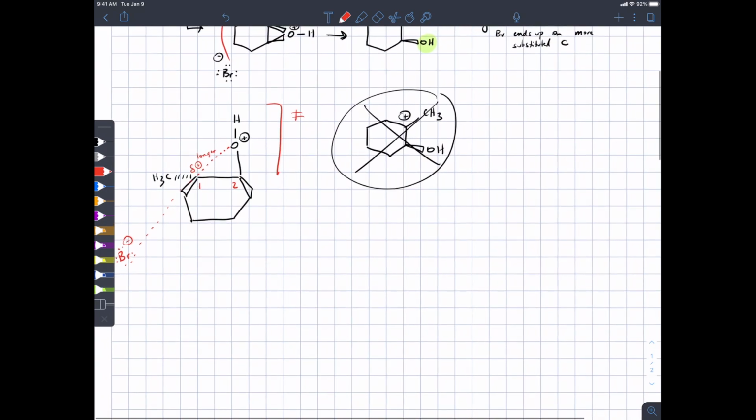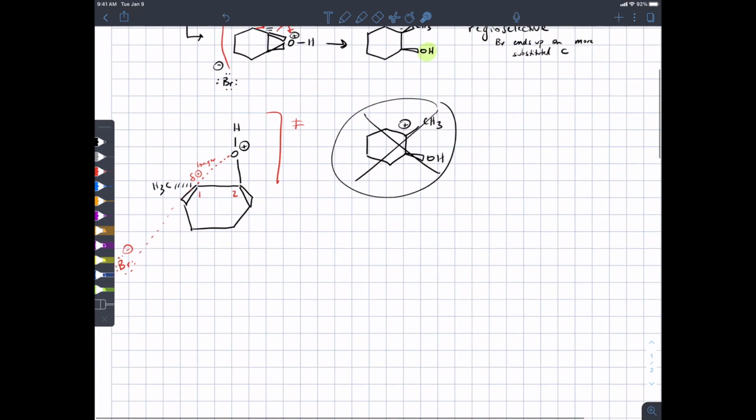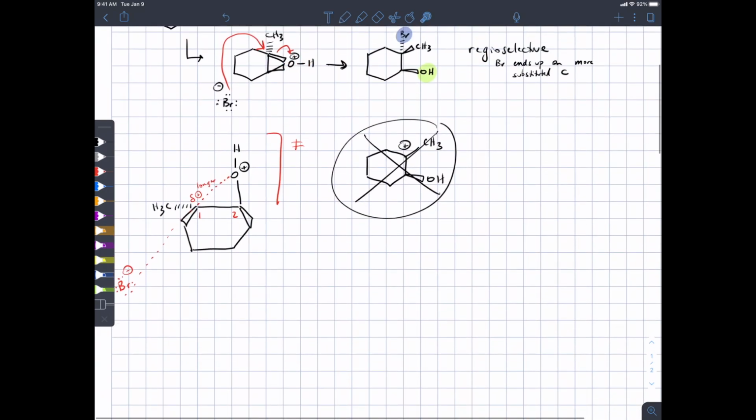So, in the beginning, with this intermediate, oxygen had a choice. Which carbon is it going to partially leave from, 1 or 2? It's going to partially leave from the more substituted one because that can better tolerate the buildup of partial positive charge. It's not a full positive charge, but the same things that make a full positive charge more stable make a partial positive charge more stable.